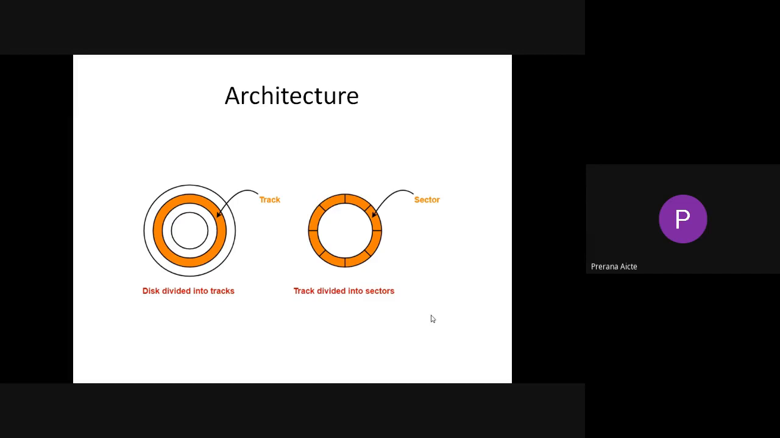A magnetic disk consists of platters. Each platter is divided into concentric circles, that is, tracks. A track is also divided into sectors. A cylinder is formed by combining the tracks at a given radius of a disk pack. So a cylinder is formed by combining the tracks.